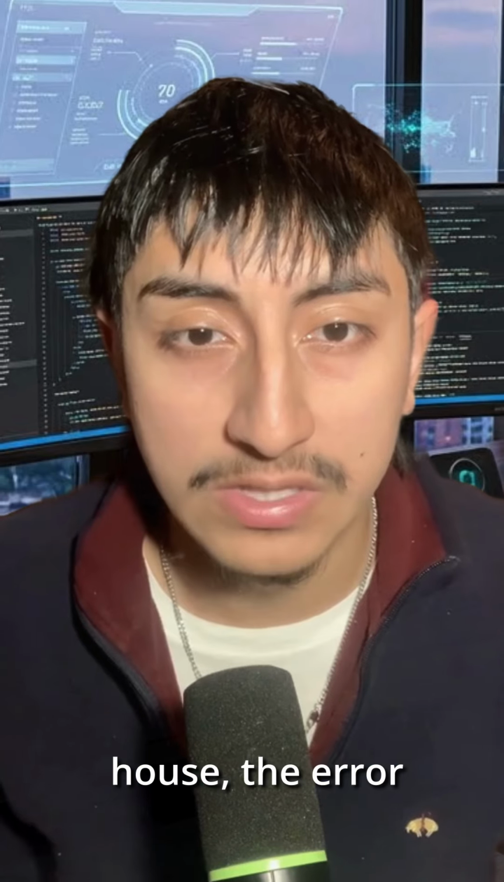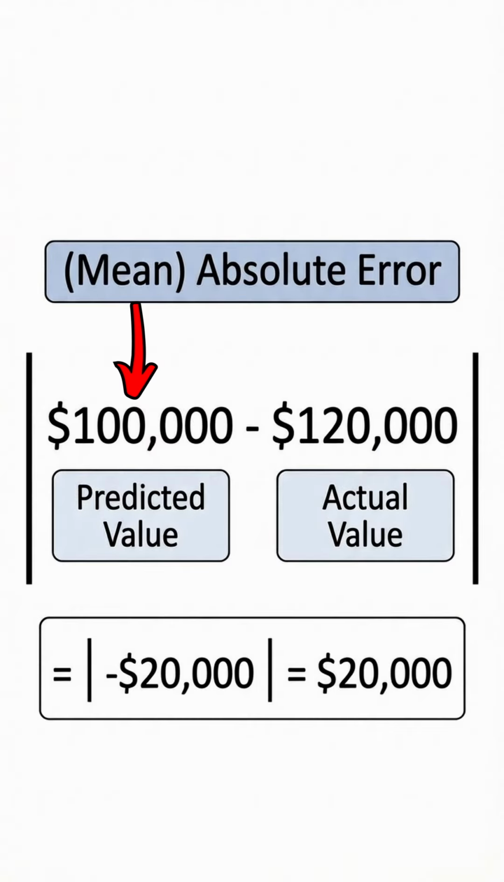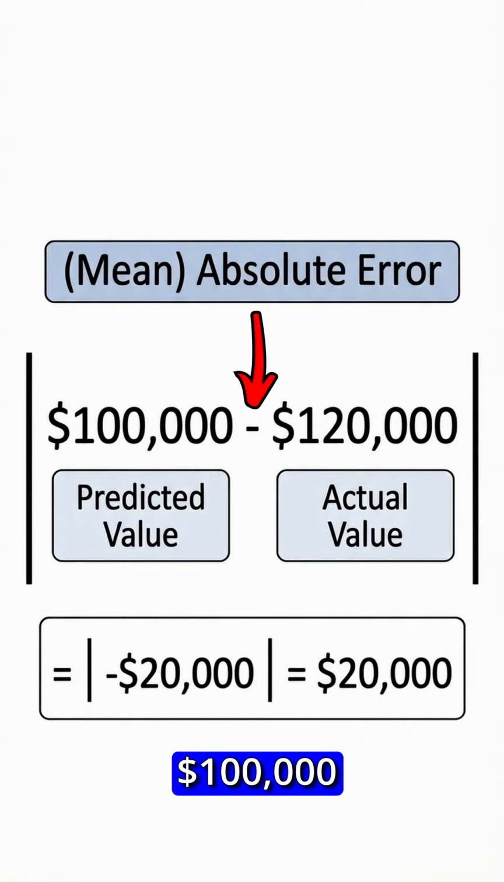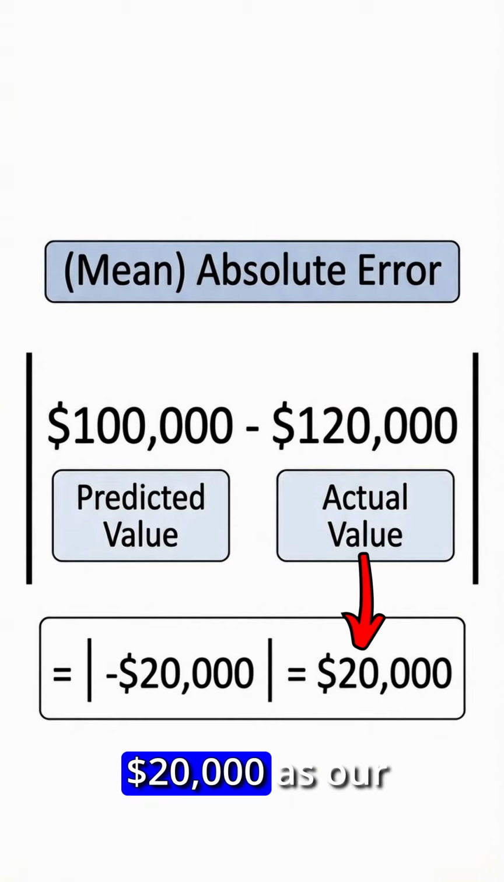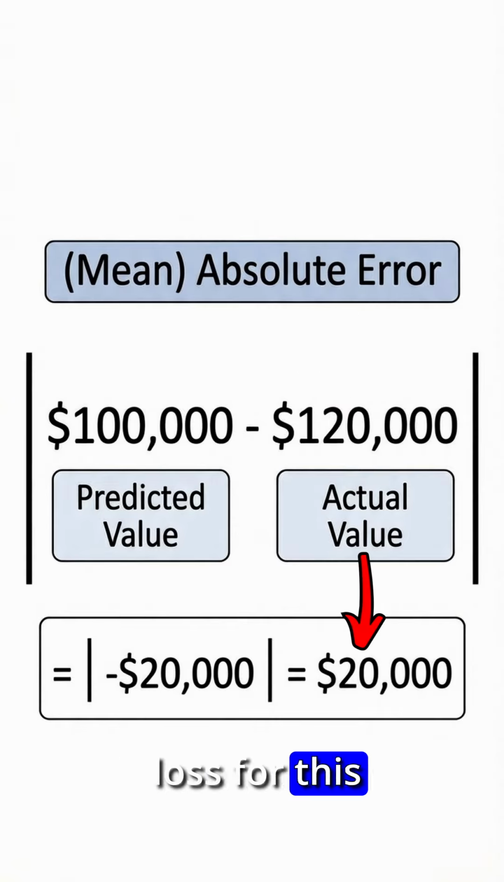For a single house, the error is the absolute difference. So 120,000 minus 100,000 gives us 20,000 as our loss for this single data point.